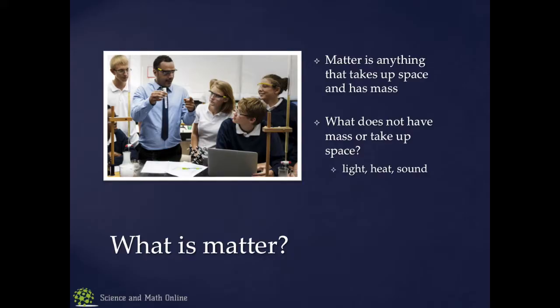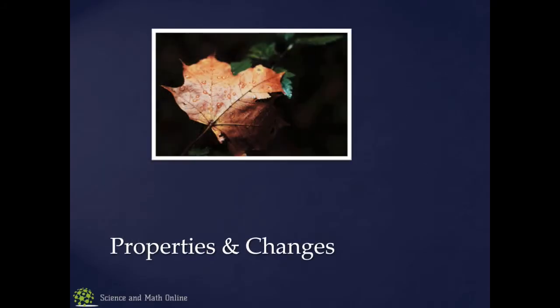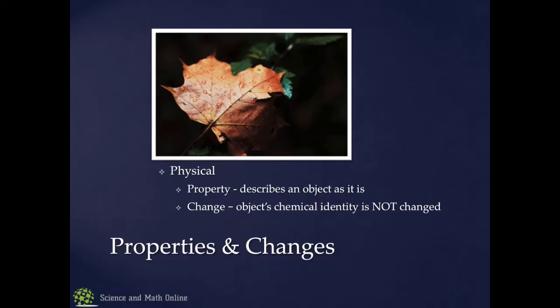All right, so now we need to be able to describe matter. So that's what matter is, anything that takes up space and has mass. So now we need to be able to describe it. And we describe matter in terms of its properties and its changes. And there's two types. We have physical properties and changes. Now, the key thing about a physical property or change is that we're describing the object and we're changing the object, but its identity remains unchanged.